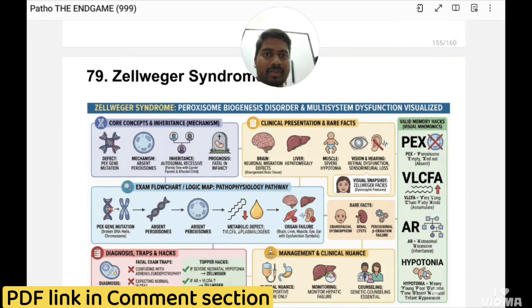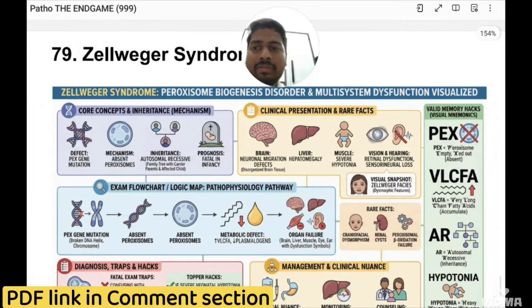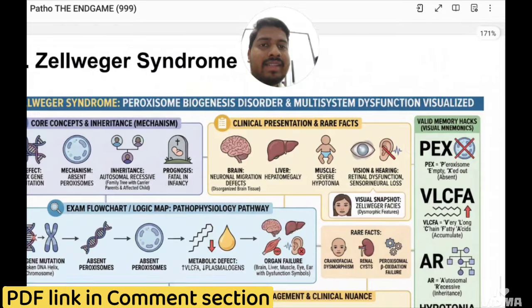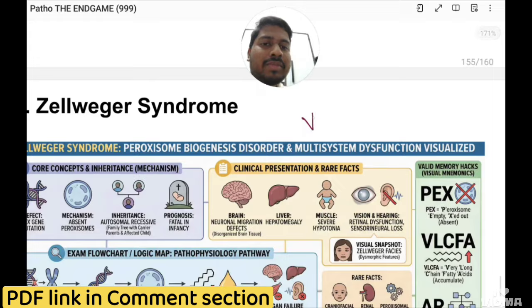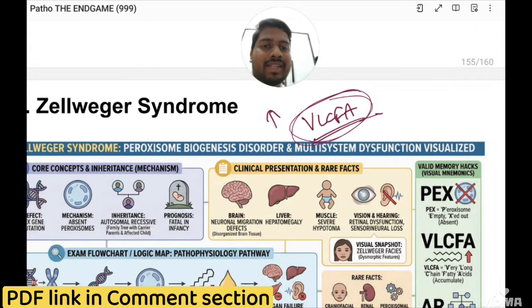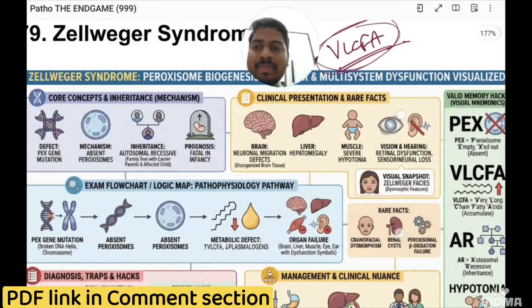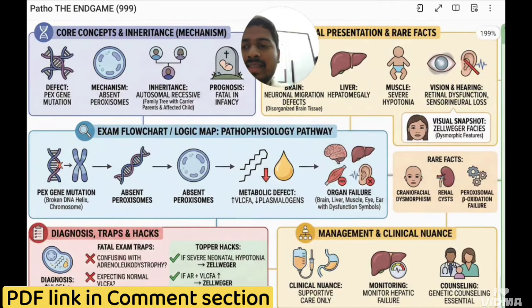So Zellweger syndrome is a form of syndromic association which basically comes under pediatrics, but there is some pathological correlation also. You can see this in biochemistry also. What happens here is there is accumulation of only one thing which you should remember: very long chain fatty acids, VLCFA. So increased very long chain fatty acids cause all the symptoms. There is a mutation in the gene called PEX gene.